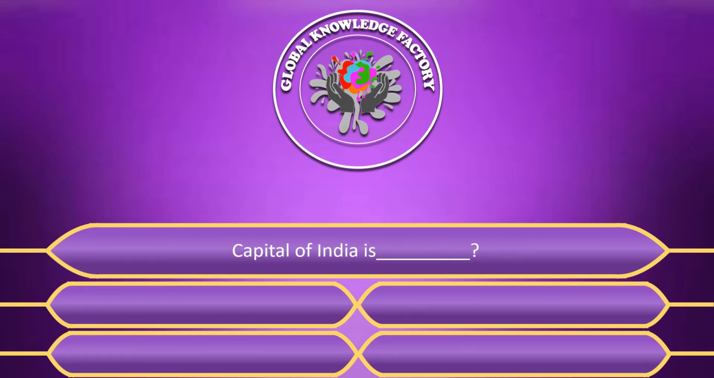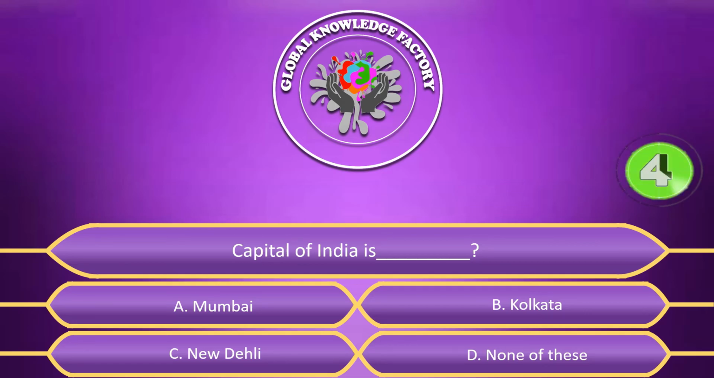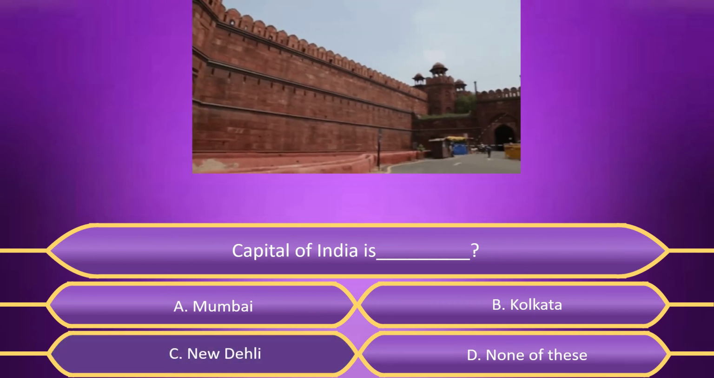Capital of India is dash: A Mumbai, B Kolkata, C New Delhi, D none of these. Answer is C, New Delhi.